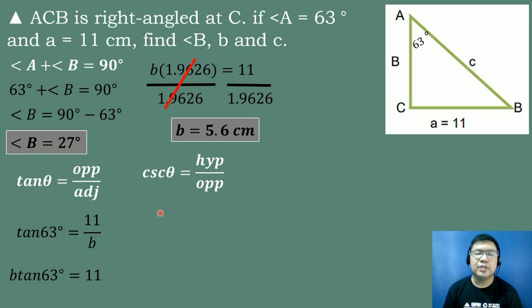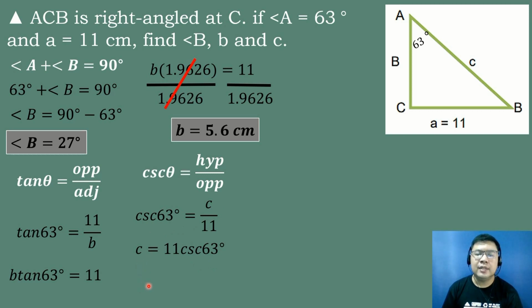So substituting the corresponding value, theta is equal to 63 degrees, the value of the given angle, equals the value of the hypotenuse, which is unknown, all over the value of A, which is equal to 11. And then let's simplify this. Let's cross multiply. So we have cosecant 63 degrees times 11 is 11 cosecant 63 degrees. And then C times 1 is equal to C.